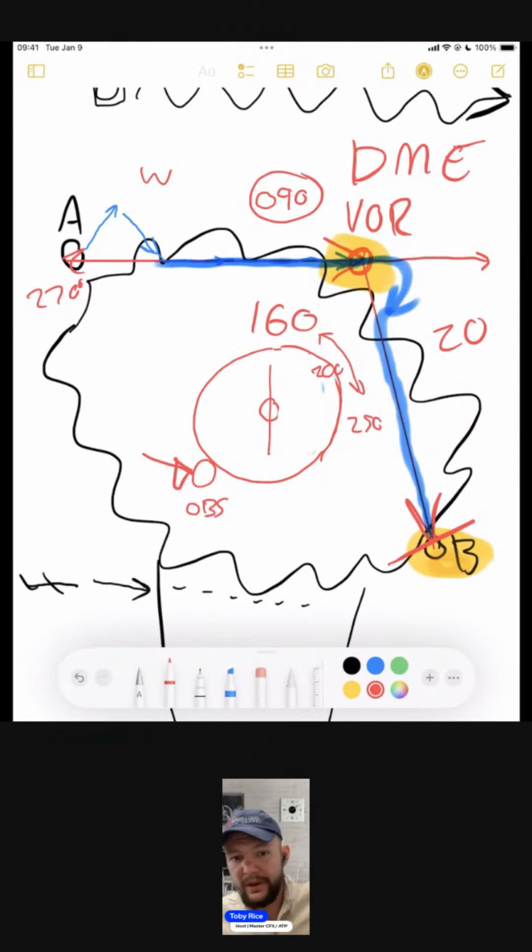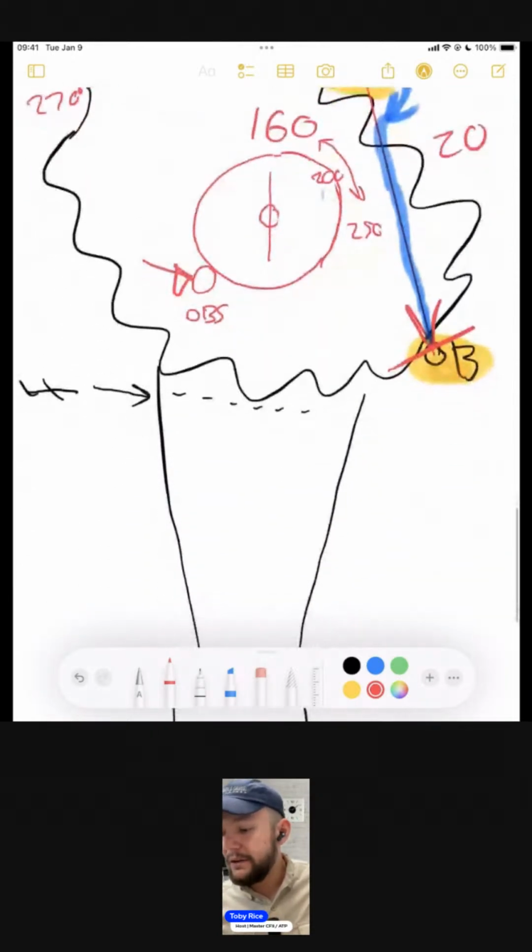Basically, to get from A to B using a VOR, I'm first going to select the course to the VOR from A. And then when I get to the VOR, I'm going to select the course from the VOR to get me to B. And I will simply fly those needles to get from A to B.